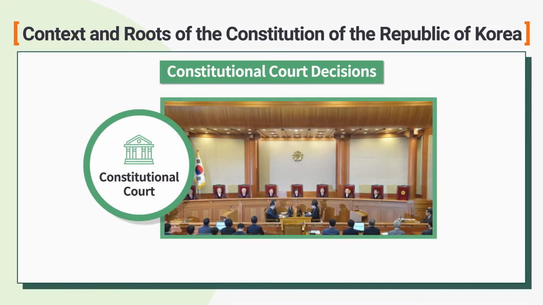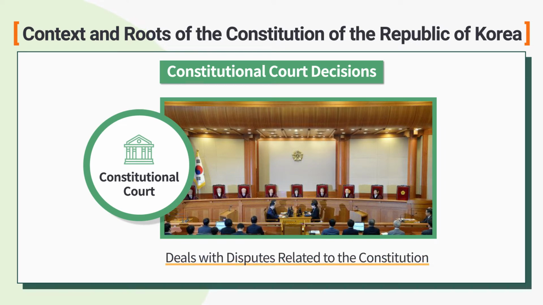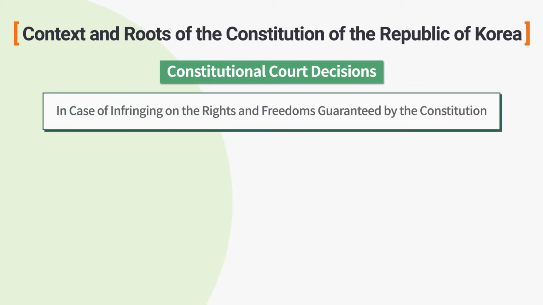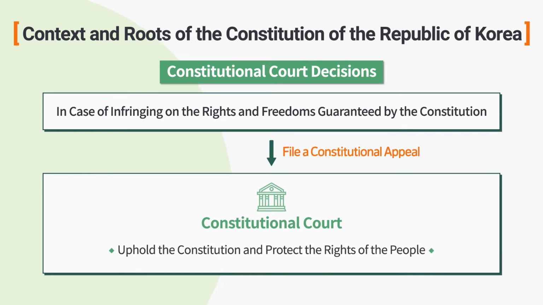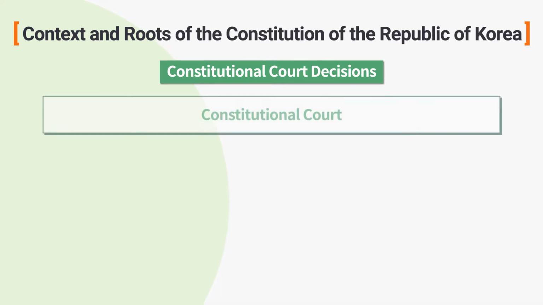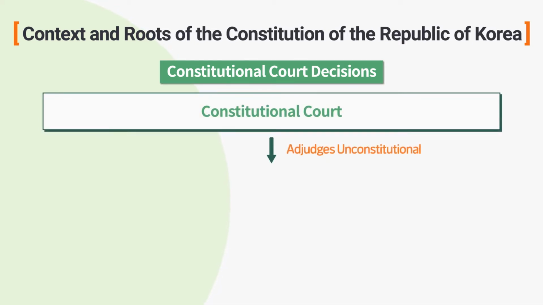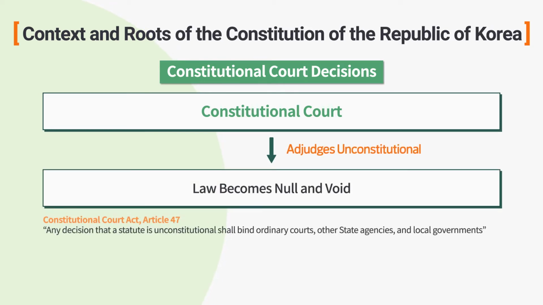The Constitutional Court is a special court that deals with disputes related to the Constitution. When a citizen's rights and/or freedoms guaranteed by the Constitution are infringed, he/she can file a constitutional appeal with the Constitutional Court, as the court's function is to uphold the Constitution and protect the rights of the people. If the Constitutional Court adjudges that a certain law is unconstitutional, such law becomes null and void.